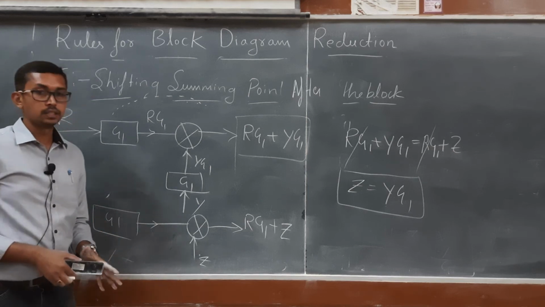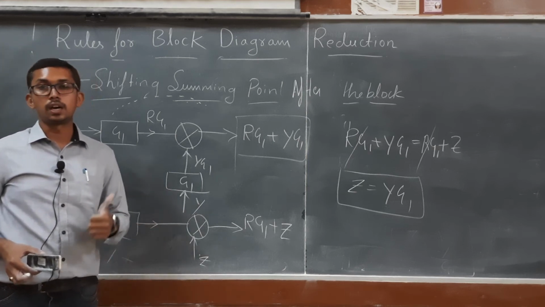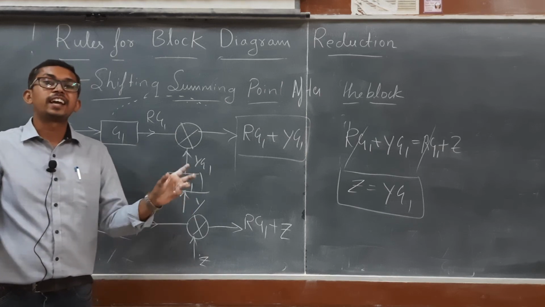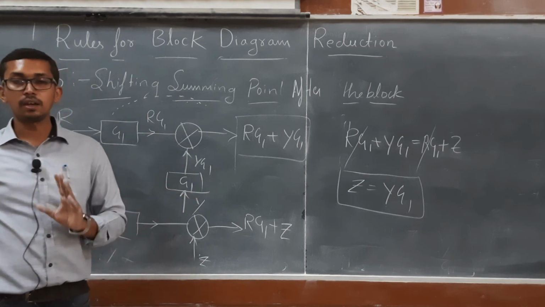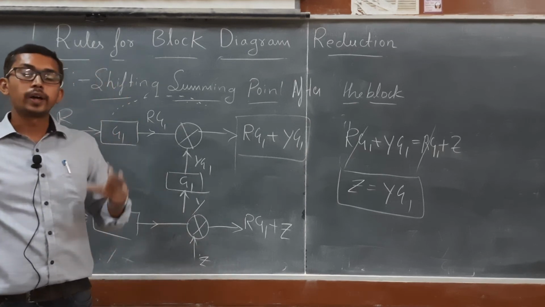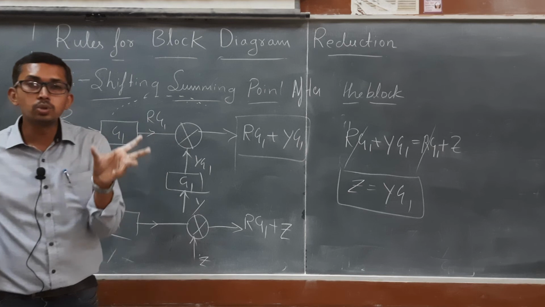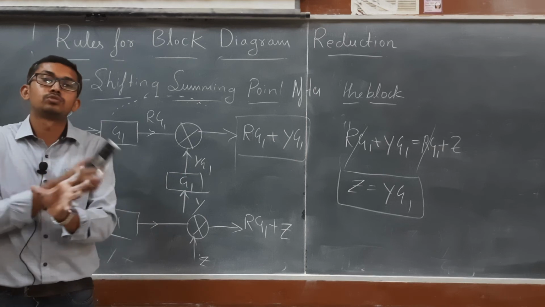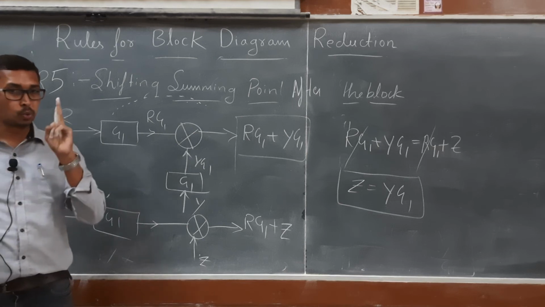In this class we discussed 5 rules. What is the first rule? The first rule is the associative law. When the summing points are connected in series, we can interchange the summing points, and there will be no change in the output. What is rule number 2? When the blocks are connected in series, we can reduce that number of blocks into a single block by multiplying the transfer functions of all the blocks. So that is rule number 2.